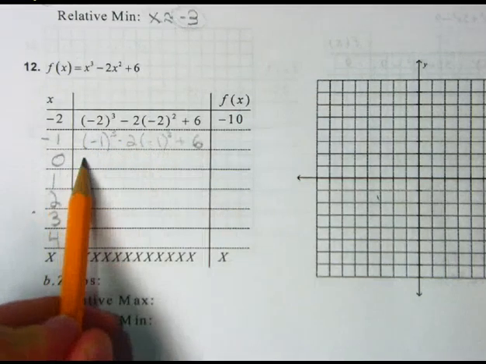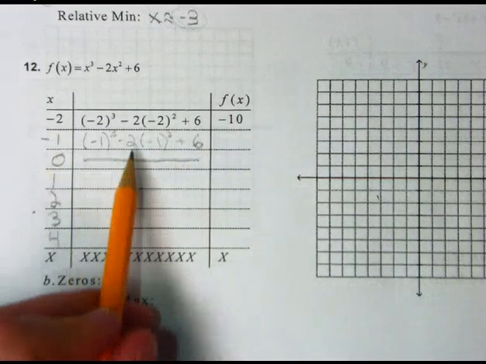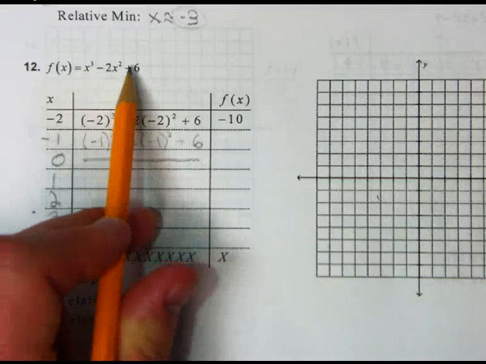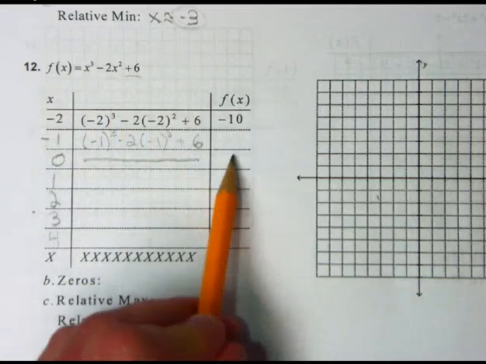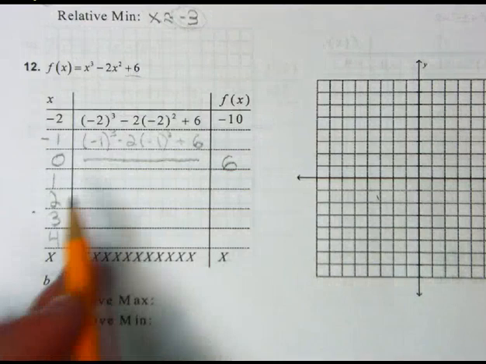Now 0 you get for free. You don't have to show any work on 0. I'm going to assume that you know that if you plug in 0, anything with a variable is 0 and you're left with a constant. That's also called the y-intercept, remember. The last number is the y-intercept. So 0, no need to show work.